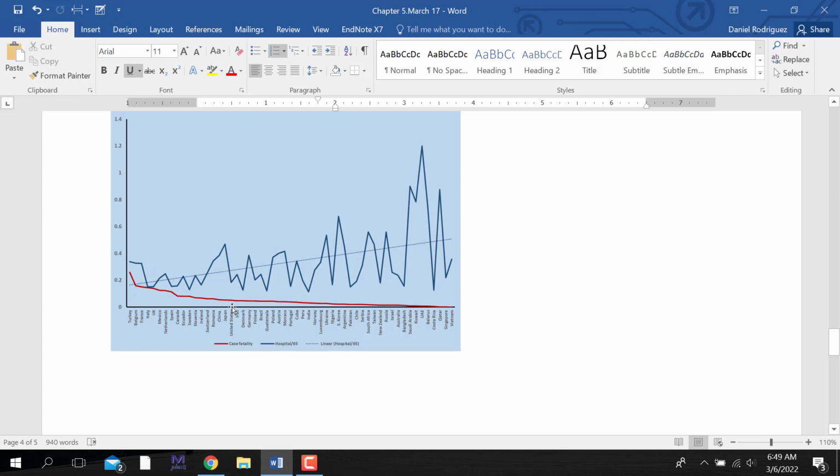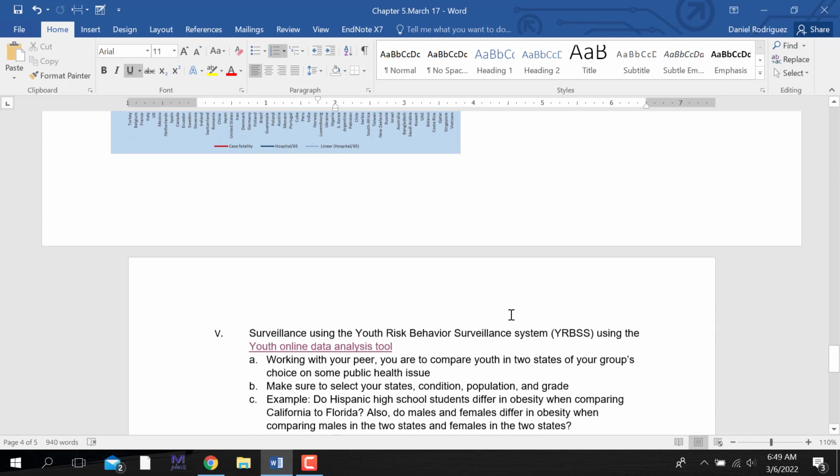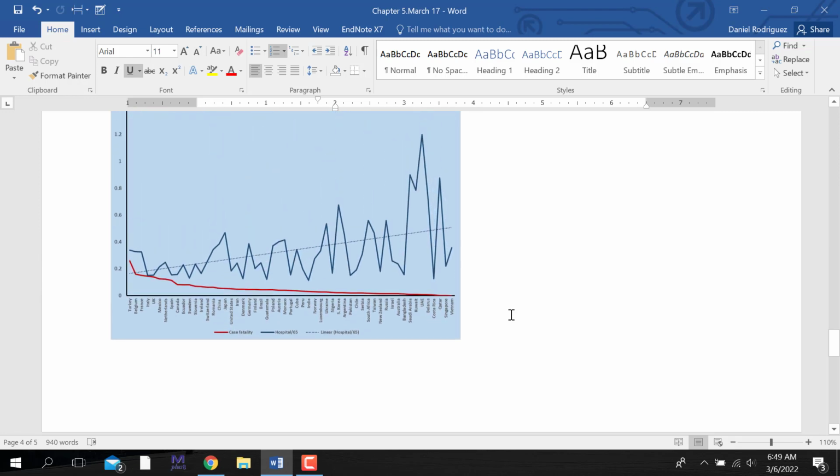Here you have case fatality. So you'll notice how there's this inverse relation. This dotted line is the best fitting line for the data, and you'll notice that it's sloping upwards, whereas the case fatality is essentially sloping downwards. There's an inverse relation there. That's pretty amazing.